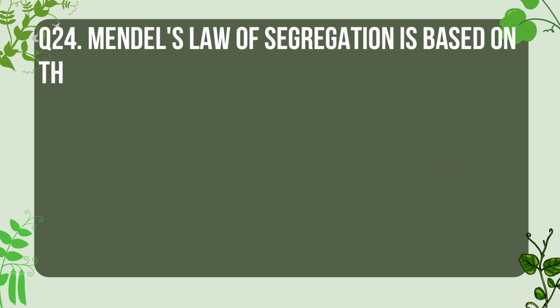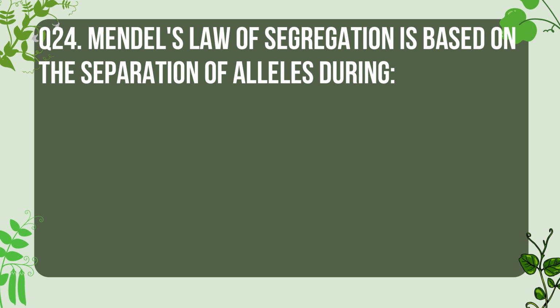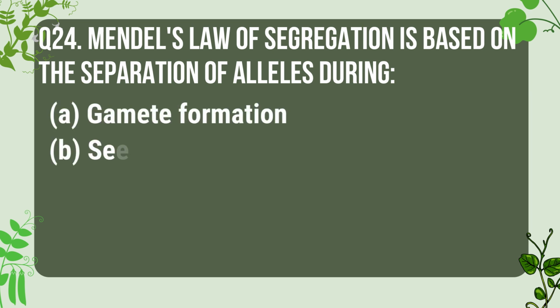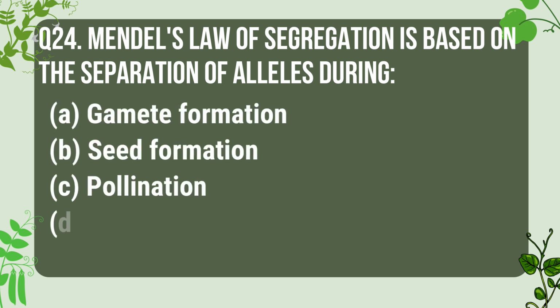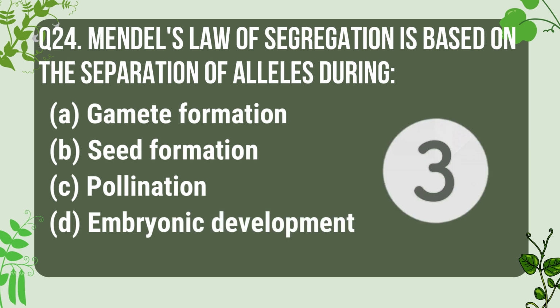Mendel's law of segregation is based on the separation of alleles during A. Gamete formation, B. Seed formation, C. Pollination, D. Embryonic development.